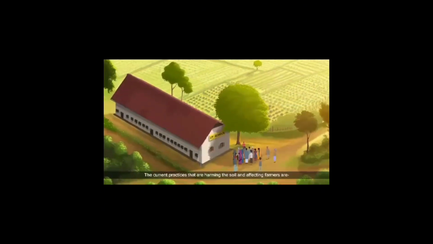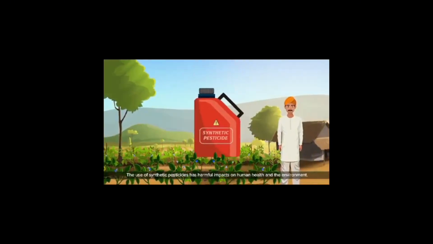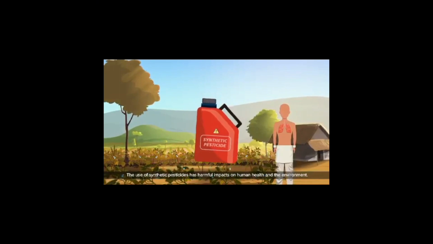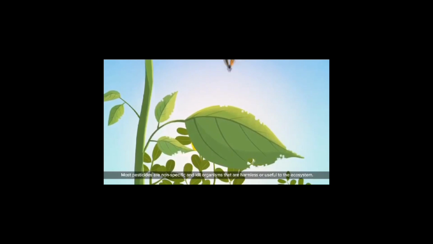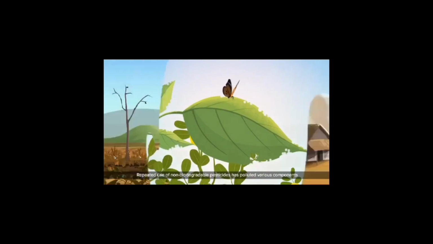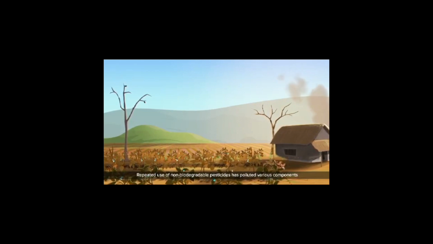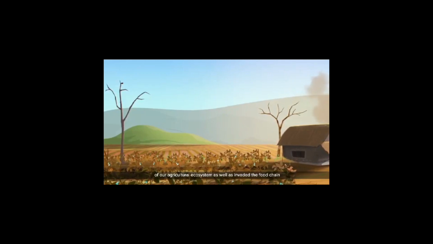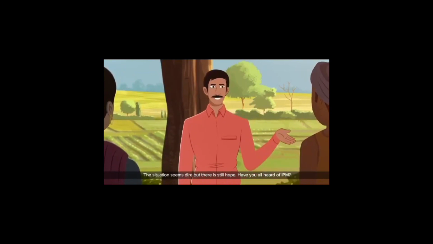The current practices that are harming the soil and affecting farmers are: the use of synthetic pesticides has harmful impacts on human health and the environment. Most pesticides are non-specific and kill organisms that are harmless or useful to the ecosystem. Repeated use of non-biodegradable pesticides has polluted various components of our agricultural ecosystem, as well as invaded the food chain. The situation seems dire, but there is still hope.